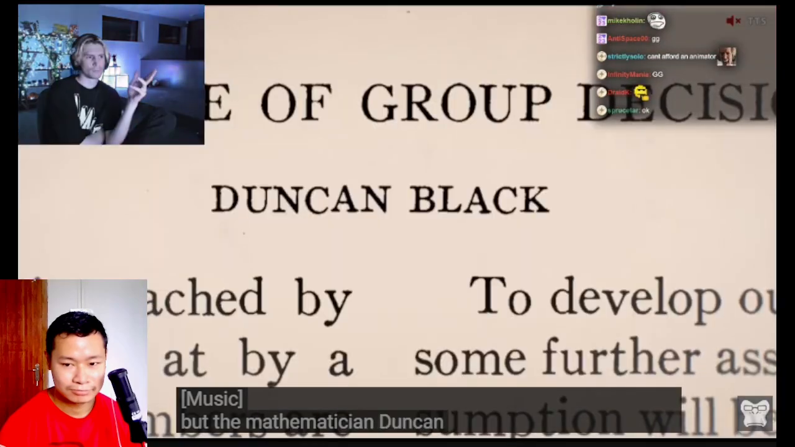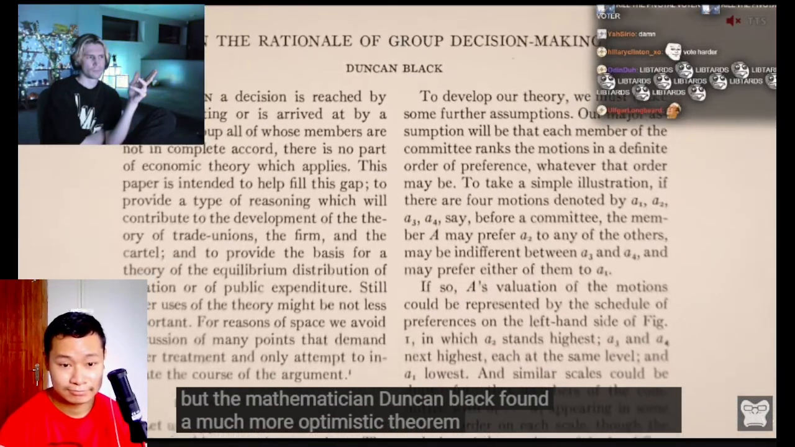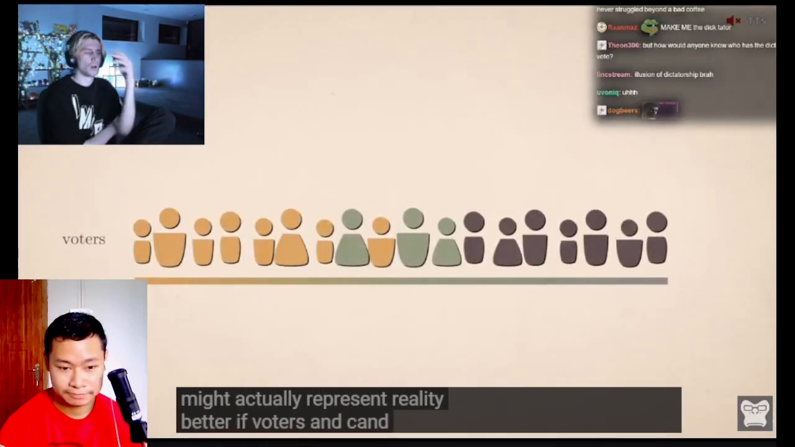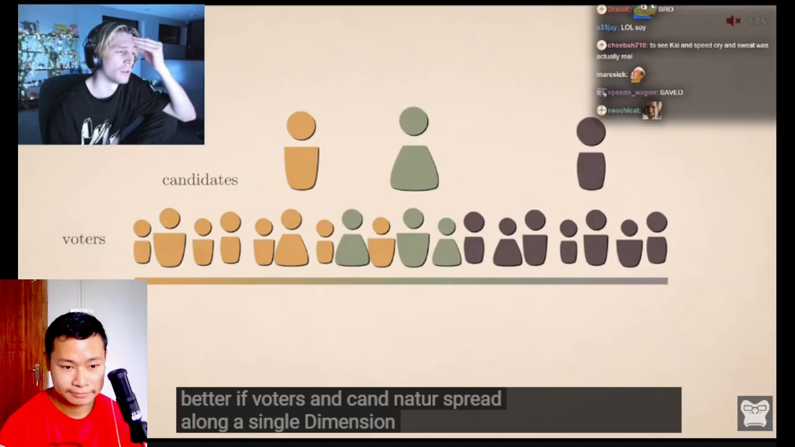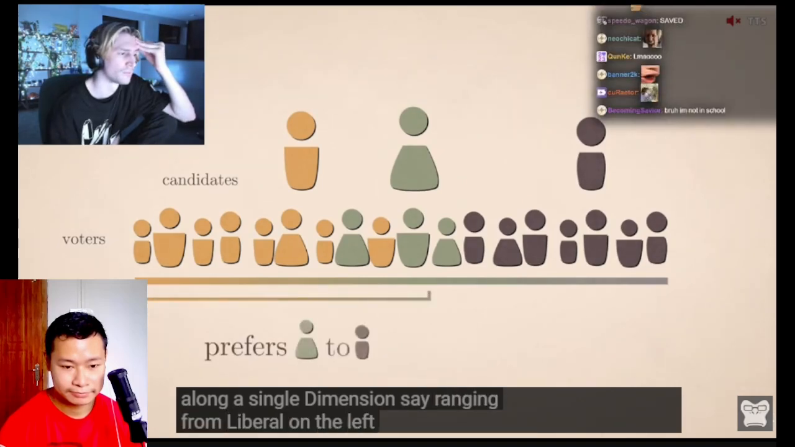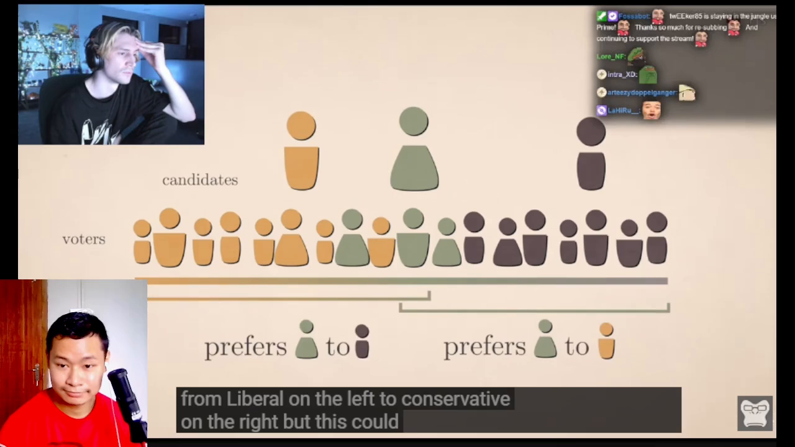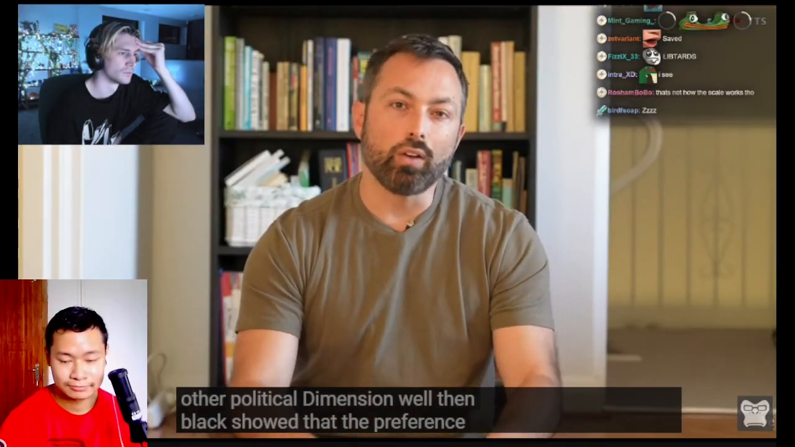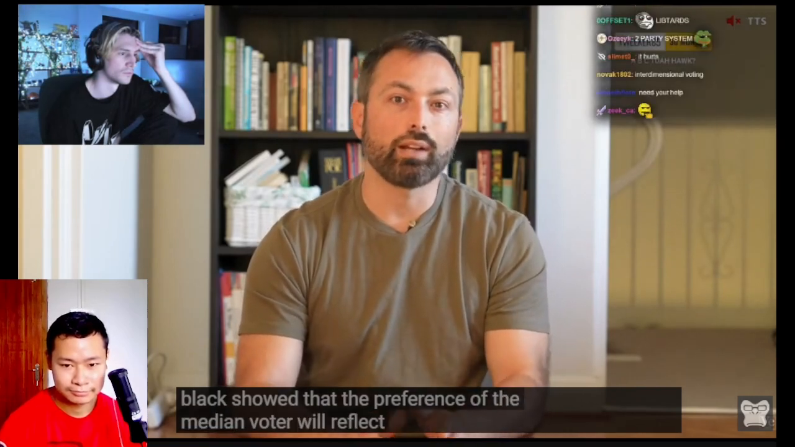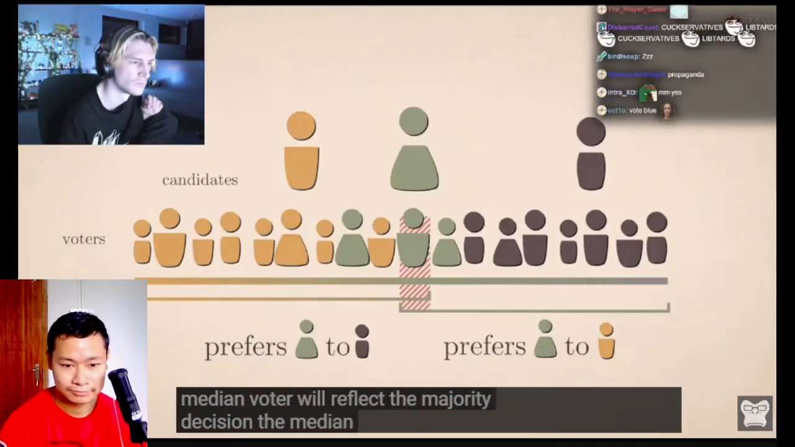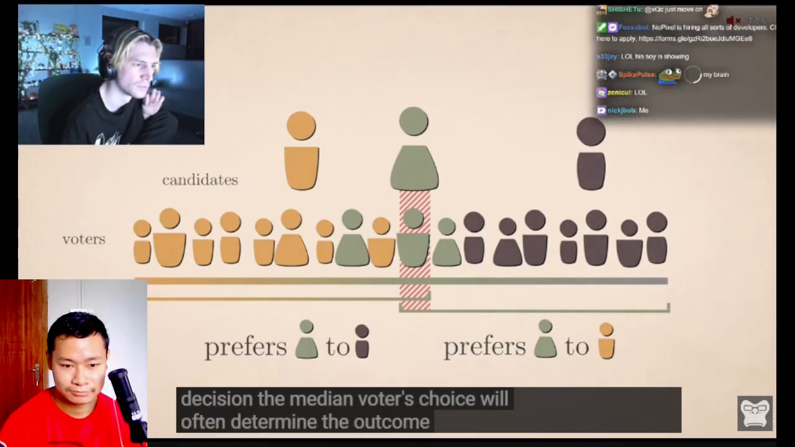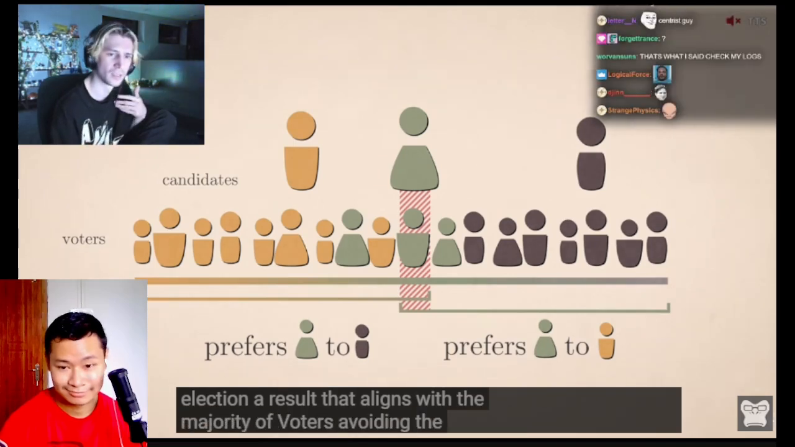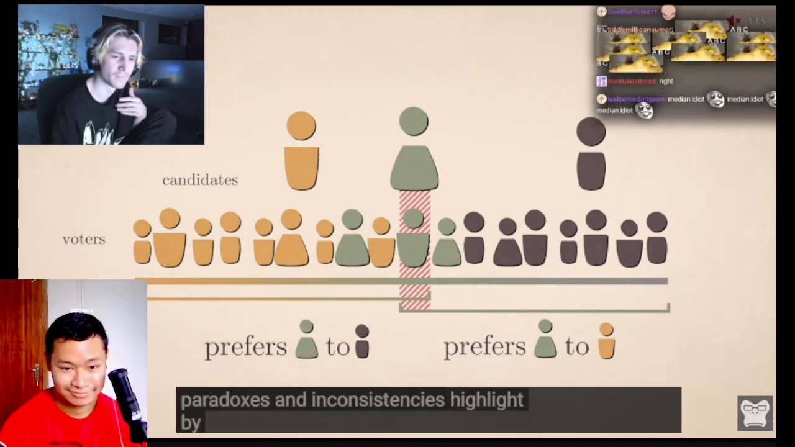But the mathematician Duncan Black found a much more optimistic theorem, which might actually represent reality better. If voters and candidates can naturally spread along a single dimension, say ranging from liberal on the left to conservative on the right, but this could apply to any other political dimension, well then, Black showed that the preference of the median voter will reflect the majority decision. The median voter's choice will often determine the outcome of the election, a result that aligns with the majority of voters, avoiding the paradoxes and inconsistencies highlighted by Arrow.